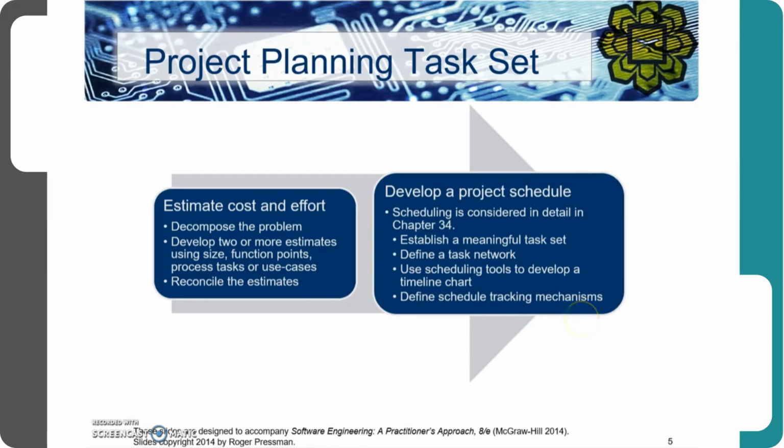Project scheduling will be covered further in chapter 34, but mainly it will establish a meaningful task set, define a task network, that means the relationship between those tasks, and then use scheduling tools to develop a timeline chart, and also identify any tracking mechanism to later on control and monitor the progress of the development.